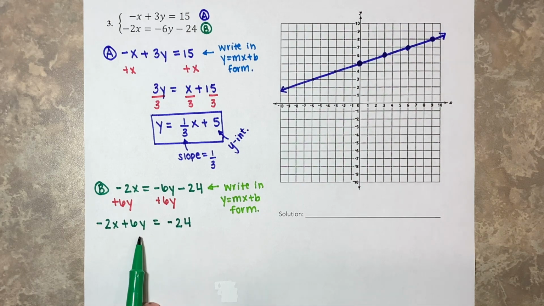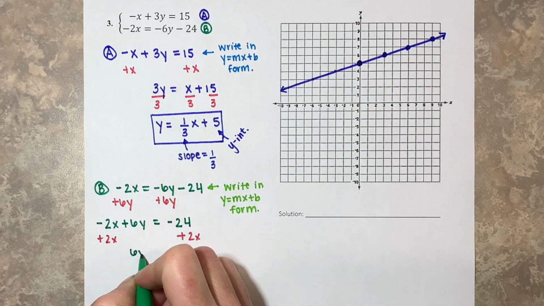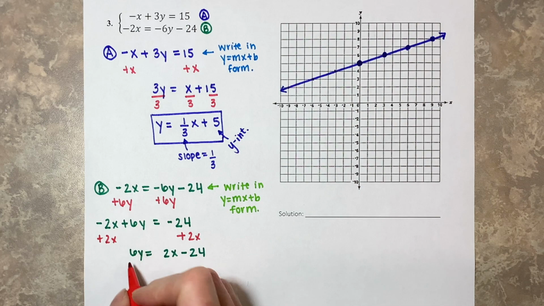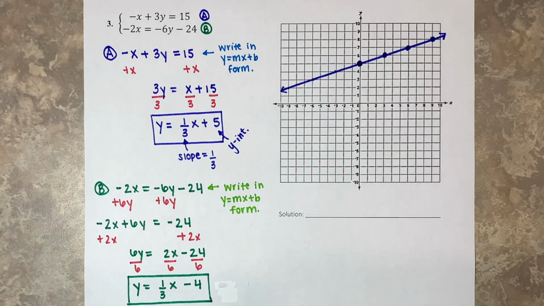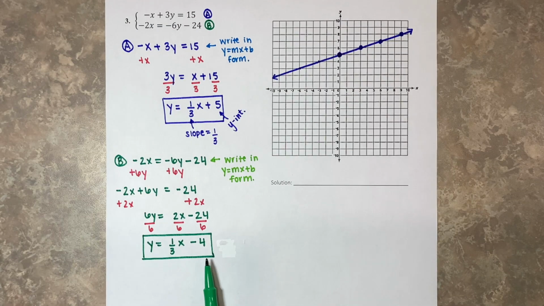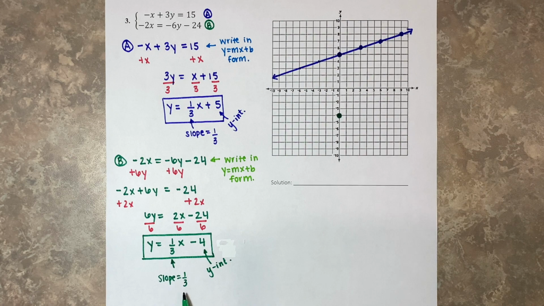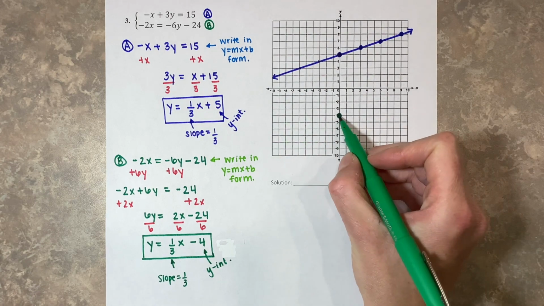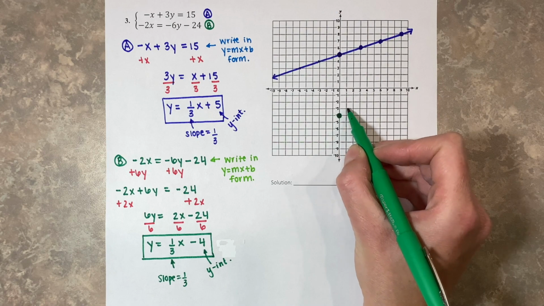Now we have y on the left. Now we can proceed to isolate that y. And now we have our line written in y equals mx plus b form. Now let's go ahead and graph this line. To start, the y-intercept is -4, so we'll find -4 on the y-axis. And the slope is 1/3. So starting at the y-intercept, we'll use the slope to count our next point by counting up 1 and to the right 3.